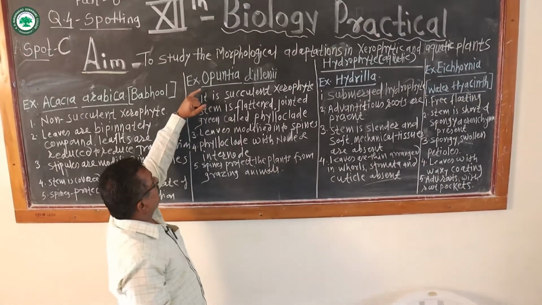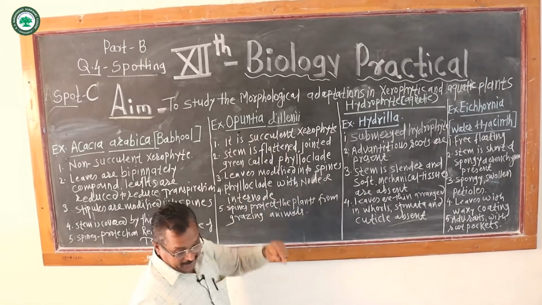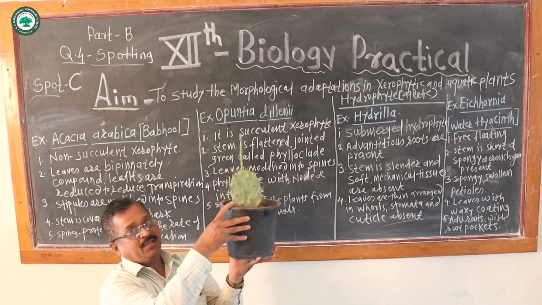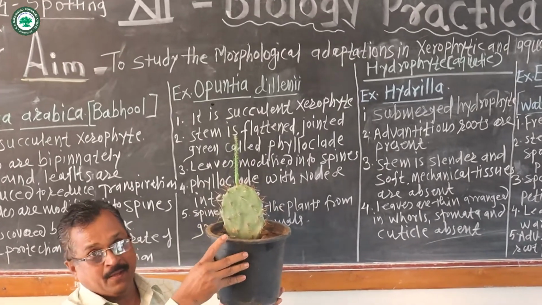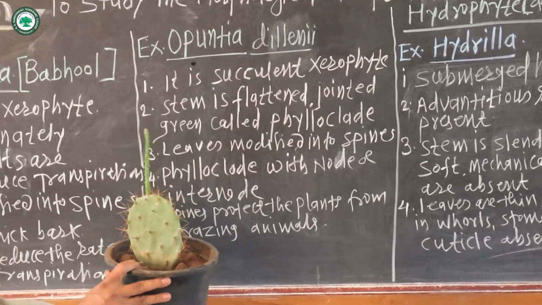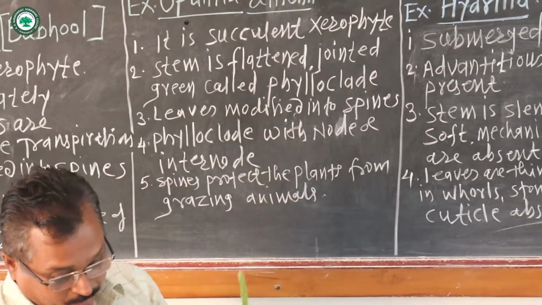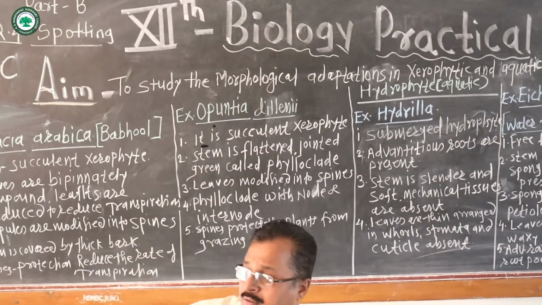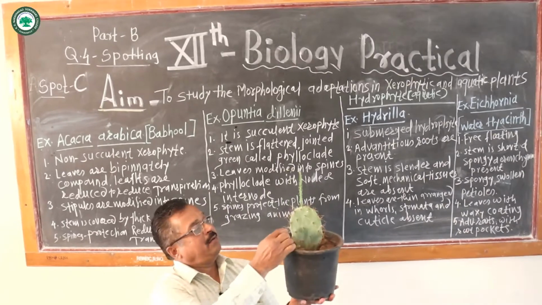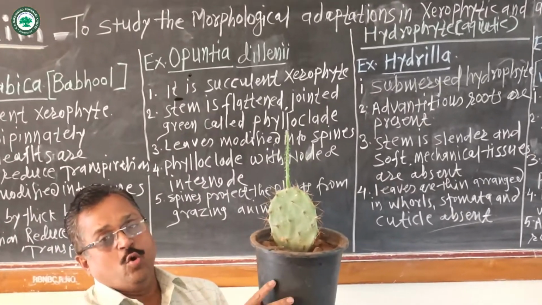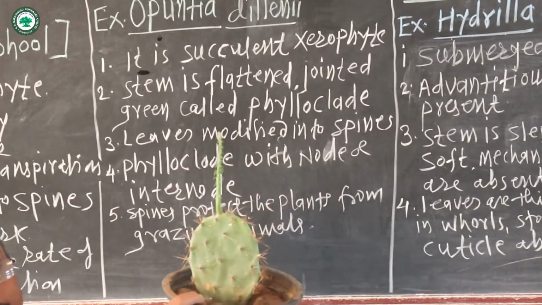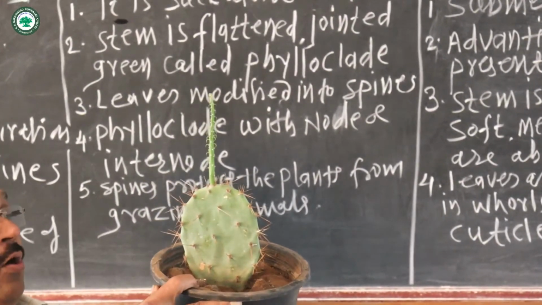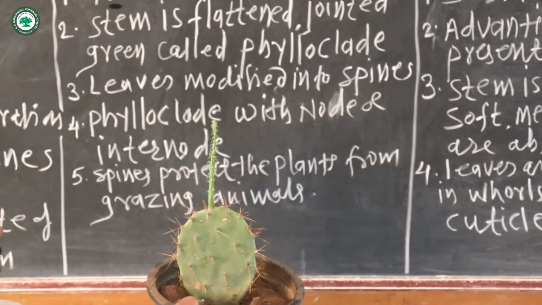Then another specimen, that is Opuntia dillenii. This is Opuntia dillenii, generally called Nagfani. It is a succulent xerophyte. Why is it called a succulent xerophyte? Because in the body of the plant, water is stored. Hence it is called succulent xerophyte. Water storage tissues are present, and water is stored in the form of mucilage.